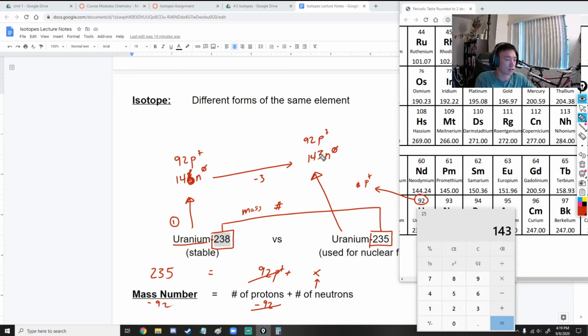And that difference changes how they work. Three neutrons is the difference between having a stable atom that you can find in rocks and one that's used for nuclear fuel, and it's very unstable. If you're near it, it'll give you cancer. Not very good for you. Not fun stuff. Okay. So those are isotopes, two different forms of the same atom.